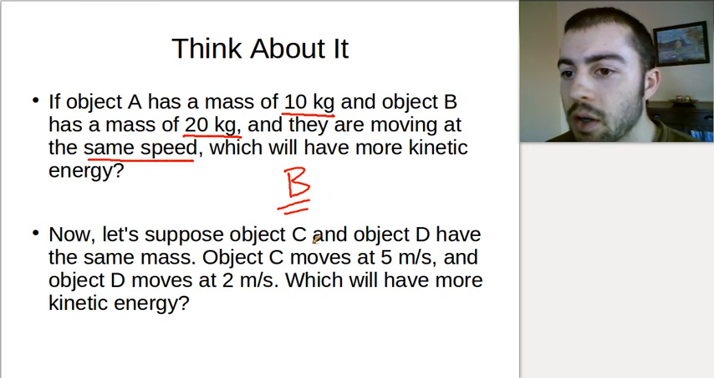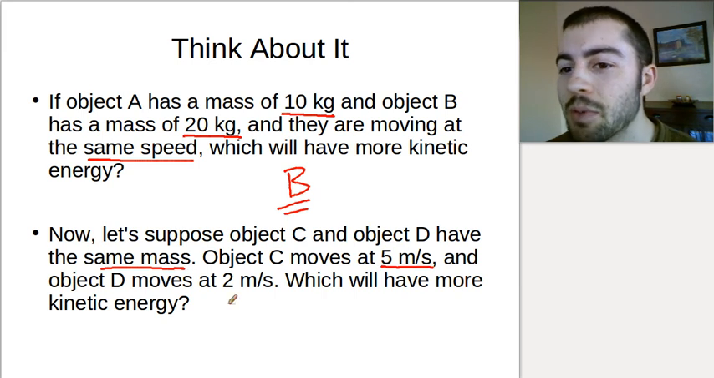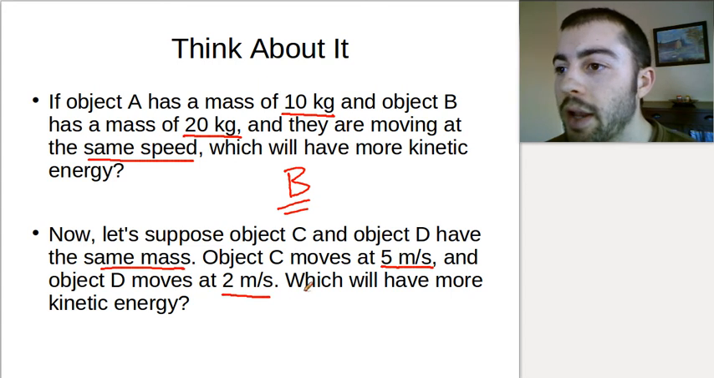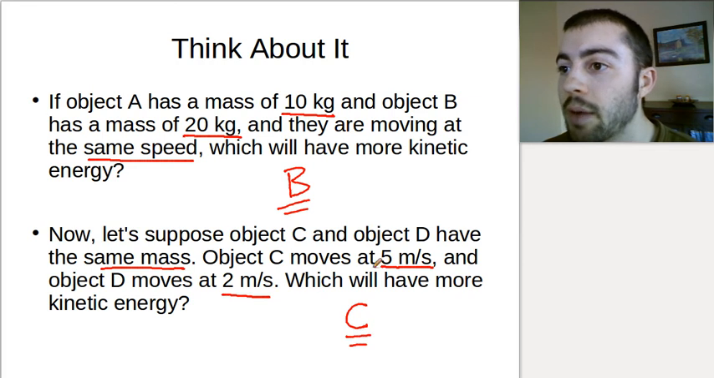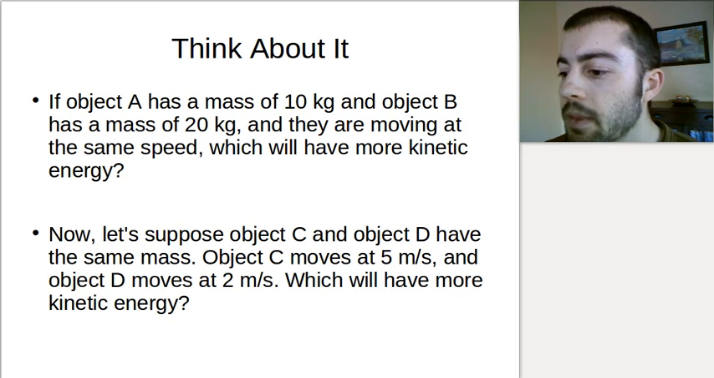So C and D down here, we have objects C and D that have the same mass, and this time they have different speeds. Object C has a speed of 5 meters per second, and object D has a speed of 2 meters per second. Which will have more kinetic energy? So in this case, the mass is staying constant, so that doesn't affect it. All we're looking at is the speed, so the faster object would be object C. So the faster an object's moving, the more kinetic energy it's going to have. So in this case, object C would have been faster.